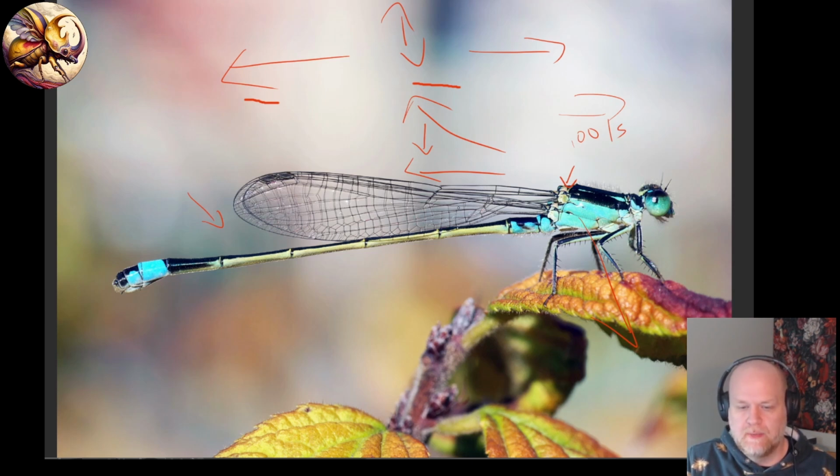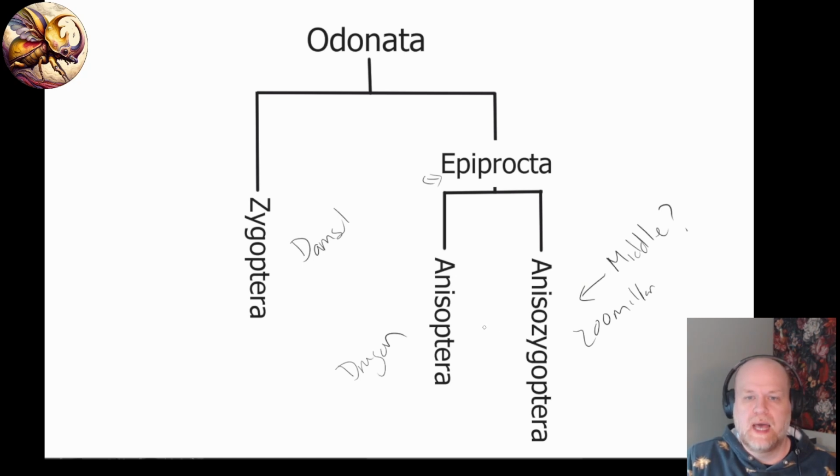What else? There are 25 extant families of these groups. So the Odonata, if we go back to the modern Odonata. A lot of these guys are extinct, but between these plus one here, there are 25 families still in existence. So that's pretty neat, but there's a lot to learn about them because of that.